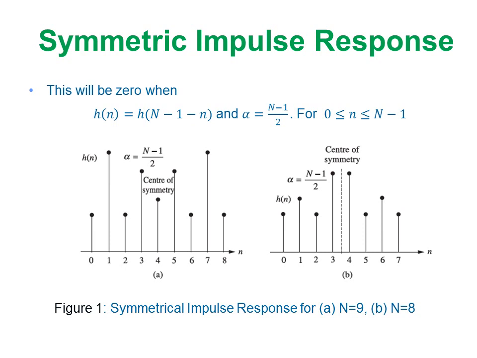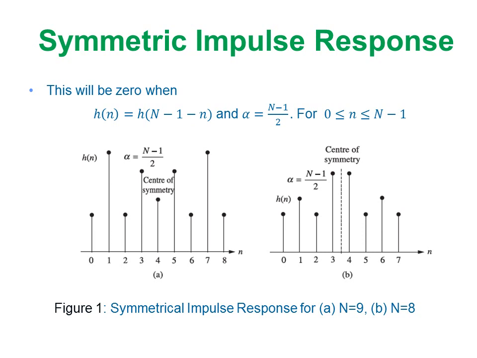So if you consider the typical case of the linear phase FIR filter, basically the symmetrical impulse response, there are two possible cases: when the order of the filter is even and when the order of the filter is odd. Figure A gives us an idea about the symmetric impulse response when capital N is odd, and figure B talks about the FIR filter with even order.